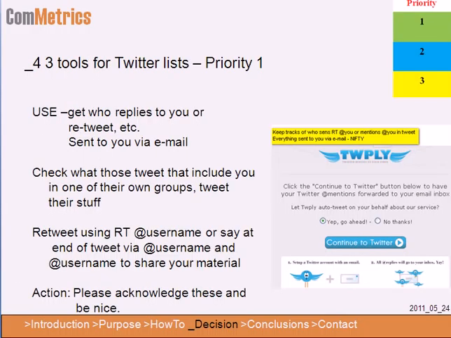Slide number 8, that's the 3 tools for Twitter lists. They're all priority 1. You really want to have them. This one is Tweetply. What it actually does is, whoever mentions you with an RT at username or just at username, you get an email with that particular tweet. That's really convenient because you can then reply to those people, retweet their stuff, or just be nice to them.